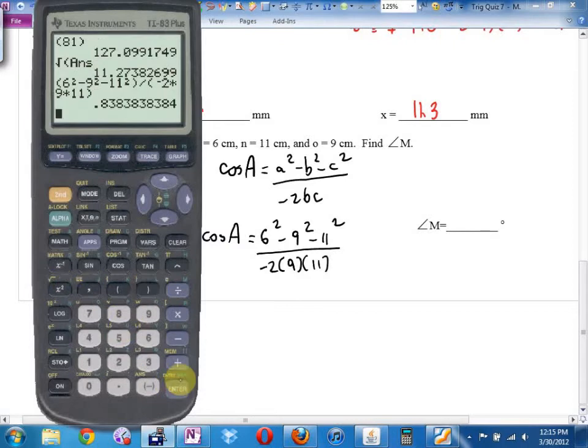The angle's 0.83. Oh, no. That's not the angle. That's the cosine. Shay, how do I find the angle if I know the trig function? Darn right. 33 degrees? Is that right?